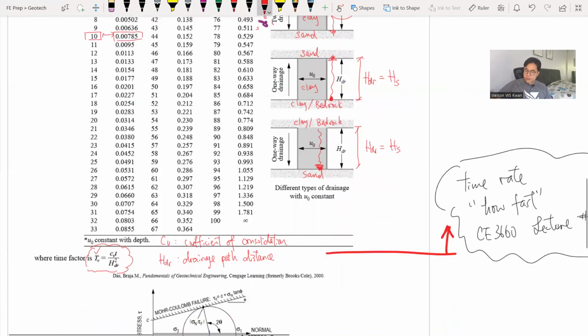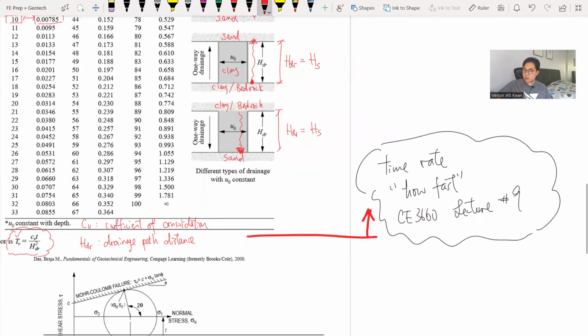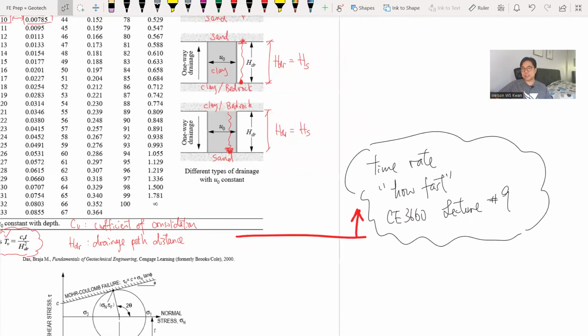So this walked you through some concepts of the time rate of settlement, or time rate of clay primary consolidation. In my next YouTube videos, I will work on some examples on these two topics, and for more details, please go back to my CE 366 lecture.